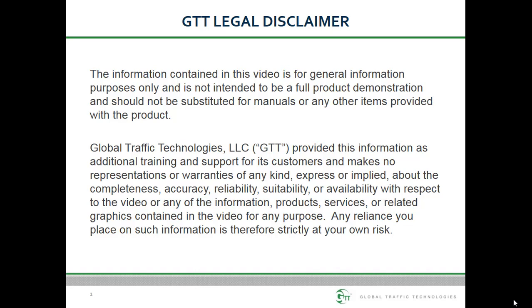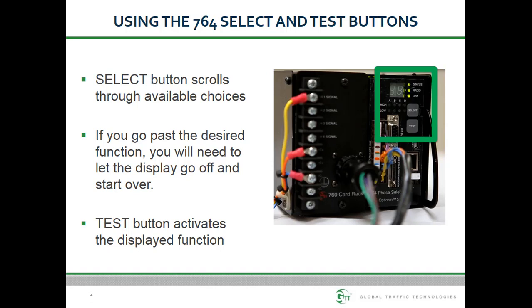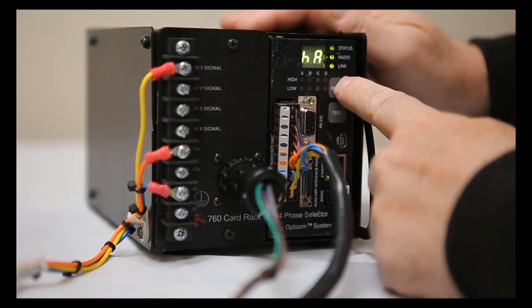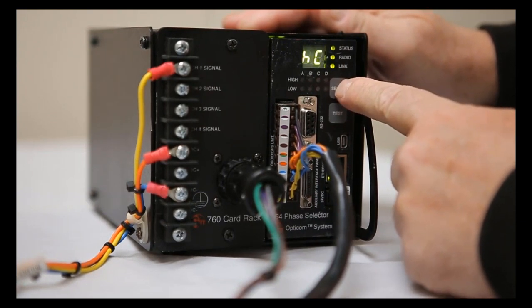This video provides an overview for the usage of the front panel of the 762 and 764 phase selectors and the functions of the various test switches and the display. There are two switches which are used in conjunction with each other and the display and are used to put the phase selector into various test modes. Each press of the select switch will display the next available option.